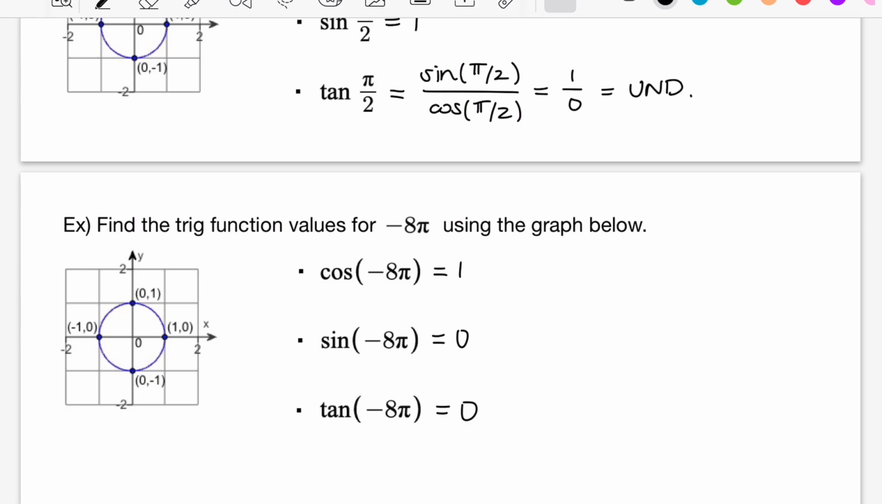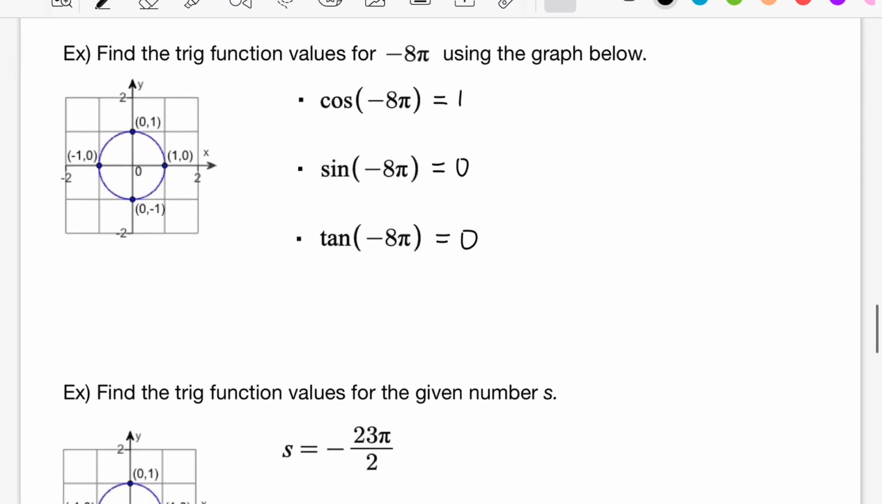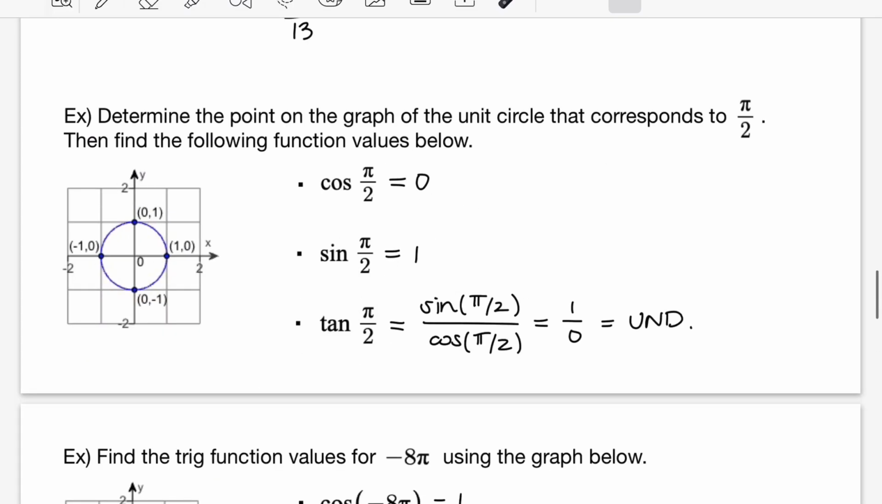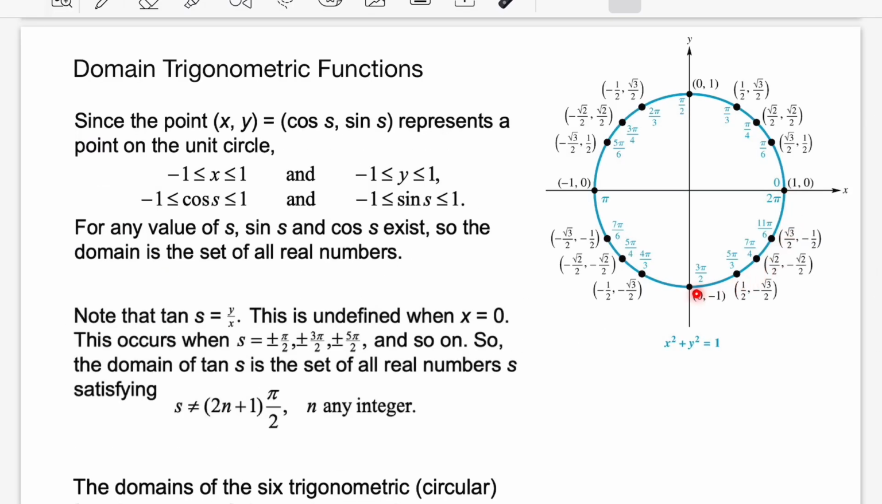Alright, let's look at another example here. We want to find the trig function values for this s here. In this case, this is going to be the length of our arc. Again, s is going to be negative, so we're moving in this direction here. What we could do is use our unit circle here. If we move in a negative direction, this will be 1 pi over 2, right? If we move in this direction, we go up to pi over 2.